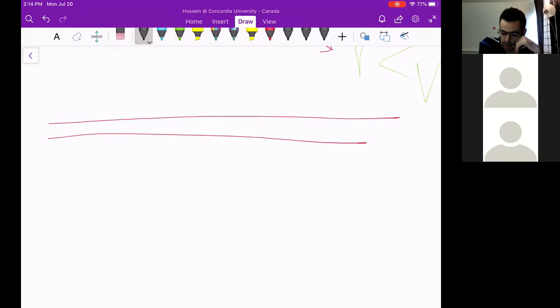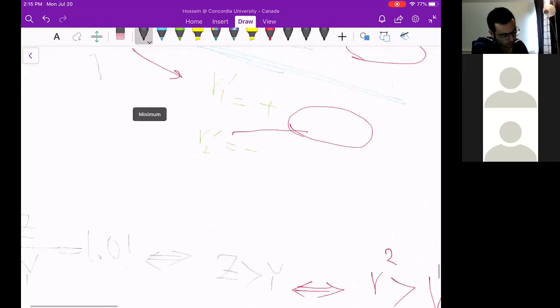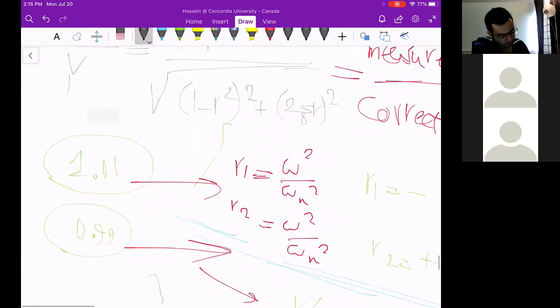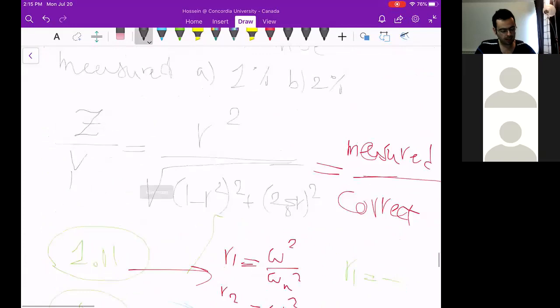R max. If you remember from several previous sessions, I told you that depending on this formula, there is basically a peak value of z over y. We saw in the class that z over y depends on the value of R, omega and omega n, and also on the value of zeta. For each zeta we have a different graph, and for some of the zeta there is a peak, and we obtain the corresponding R that makes the graph peak.